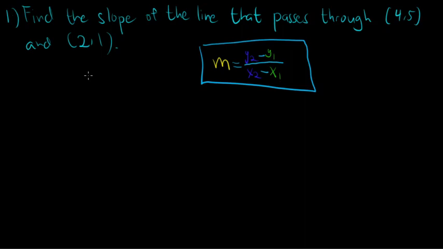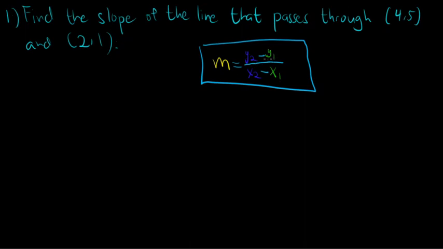Find the slope of the line that passes through points (4, 5) and (2, 1). In order for us to do that, we need to use this formula right here called the two-point form. The slope is denoted as m, and to find the slope given two points, we need to use this formula.